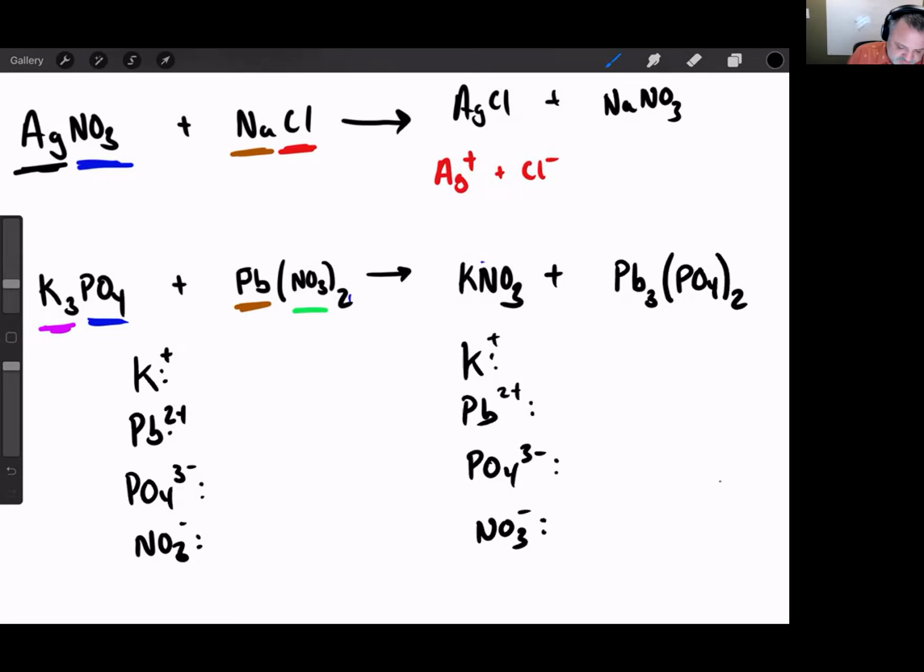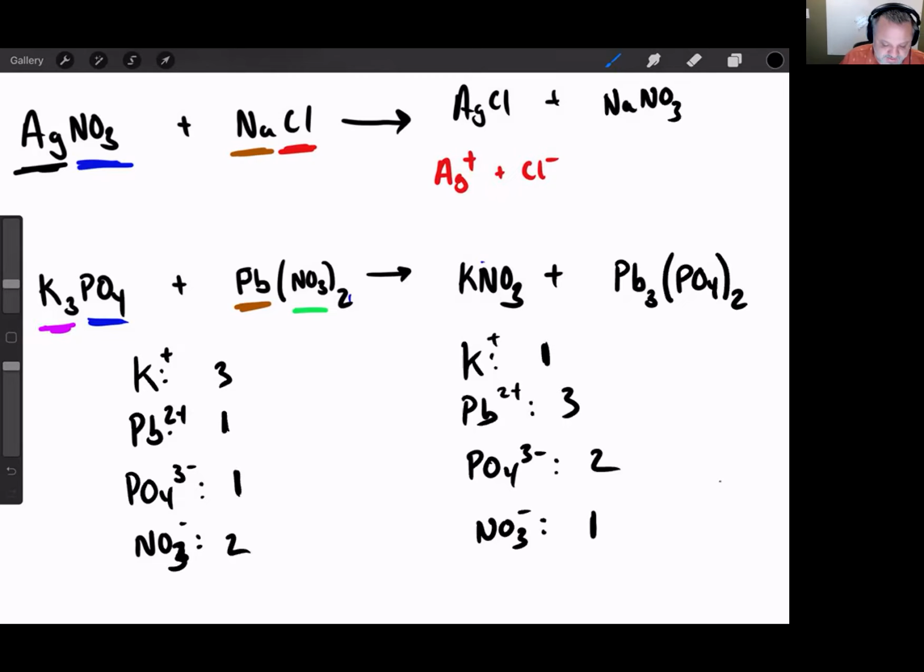And so let's count things up. I've got 3, I've got 1. How many phosphates do I have? I have 1 phosphate. How many nitrates do I have? NO3, I've got 2. Potassium, 1. Lead, 3. Phosphate, 2. Nitrate, 1.